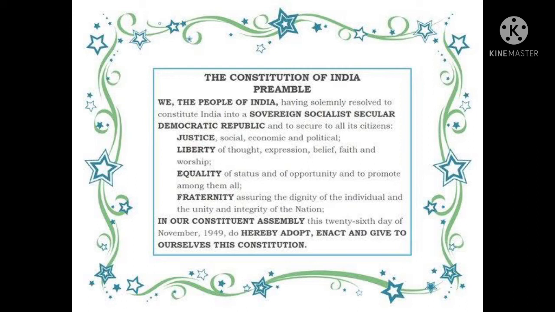The unity and integrity of the nation is sought to be secured by the use of the word fraternity in the preamble, and with provisions of fundamental duties and single citizenship in the Constitution. The use of these words in the preamble shows that it embodies the basic philosophy and fundamental values on which the Constitution is based. It very well reflects the dreams and aspirations of the founding fathers of the Constitution.